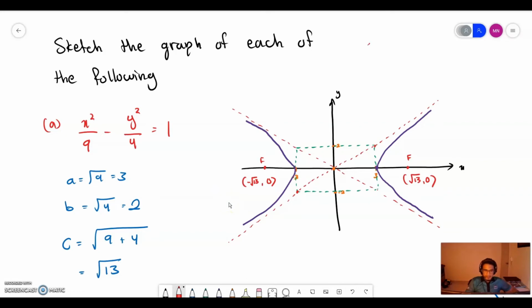Next, the equation of the asymptotes. Since y equals plus or minus b over a x, the equation will be y equal to 2 over 3 x and y equal to negative 2 over 3 x. Make sure that you mention the equations of the asymptotes in your graph. Here is the positive gradient, and right here is the negative gradient.